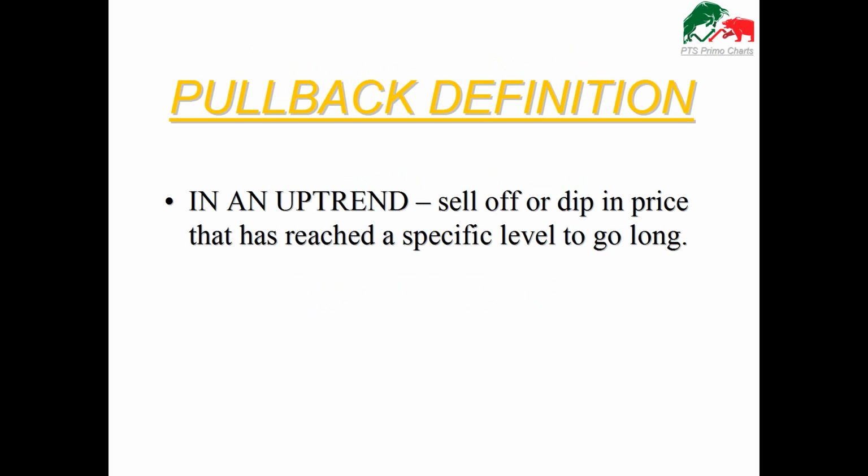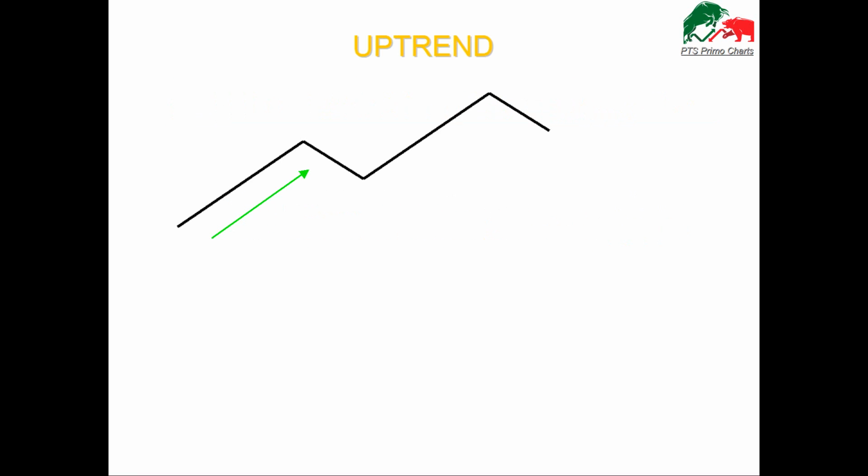In an uptrend, a pullback is simply a sell-off or a dip in price that has reached a specific level, and then when all the requirements are met, you can go long or you can purchase. Now, if we look at this ideal scenario right here, we see that we've established a clear uptrend in whatever we're looking at. Now, at this point, we start to sell off, okay? This is where price starts to fade and starts to go lower.